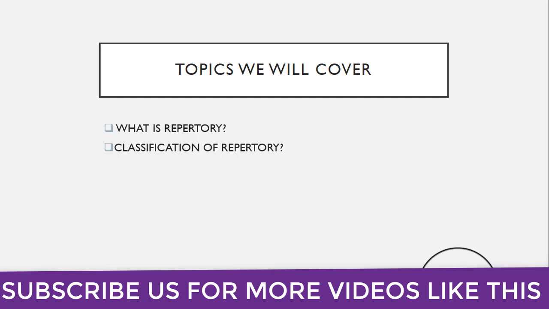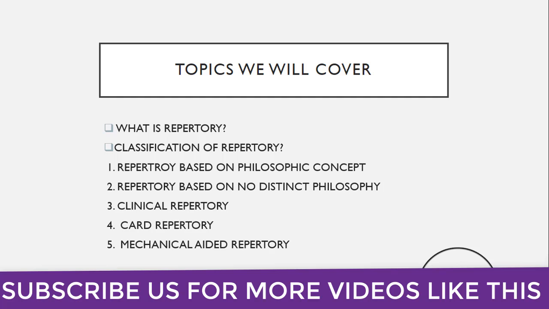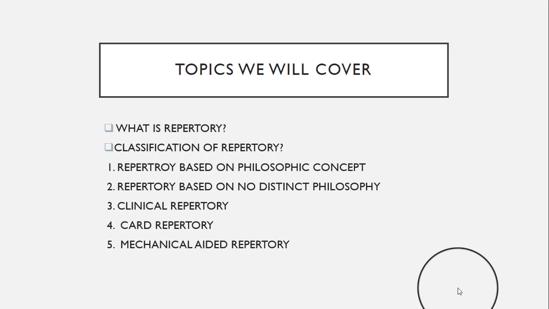First one is repertories which are based on the philosophical concept. Secondly, repertories which are based on no distinct philosophy. Third, clinical repertories. Then fourth, card repertories. And the last one is mechanically aided repertory, that is repertorial softwares. So these are the basic topics that we will cover in this video.